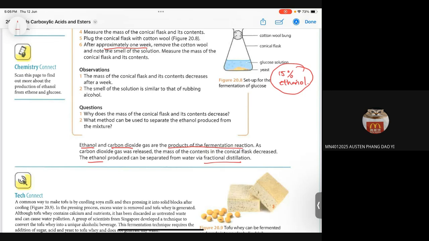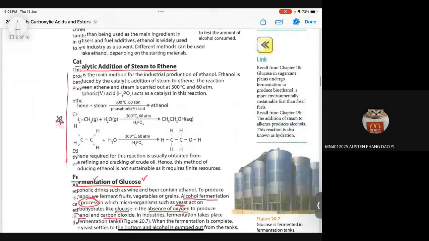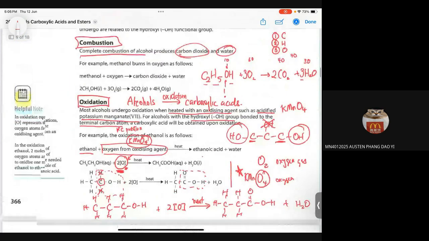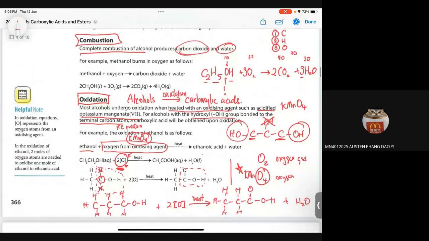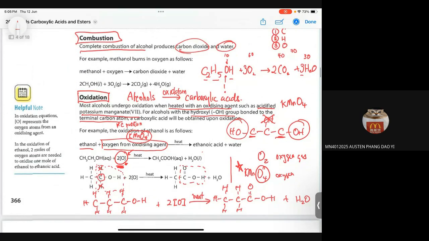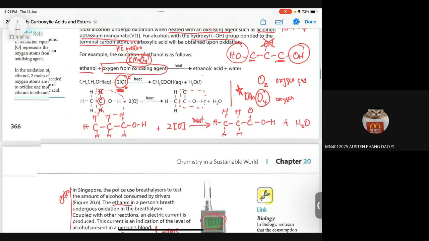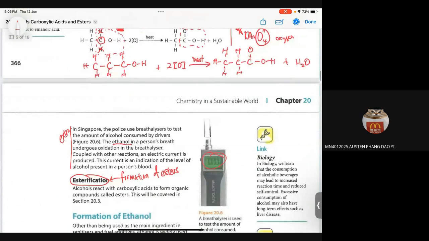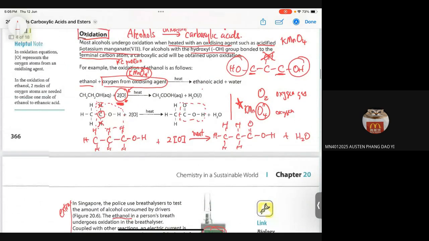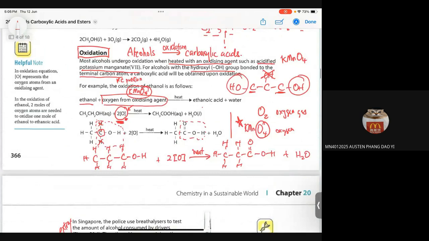But just take note, if you leave your ethanol out in the open for too long, oxidation will occur. So I want to go back to this part here. Oxidation. If you leave your ethanol for too long in the air, it will actually cause your alcohol to react. I realize down here there isn't any more; last time in the old syllabus there was.